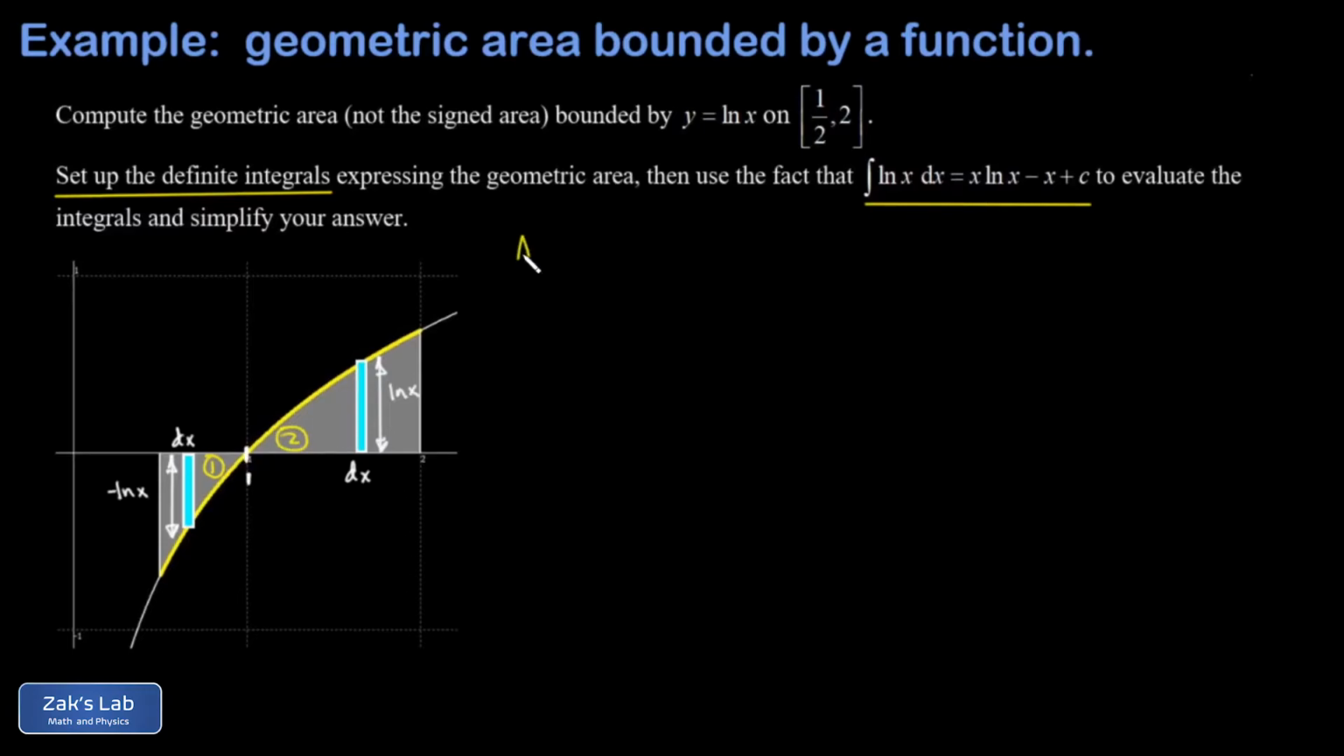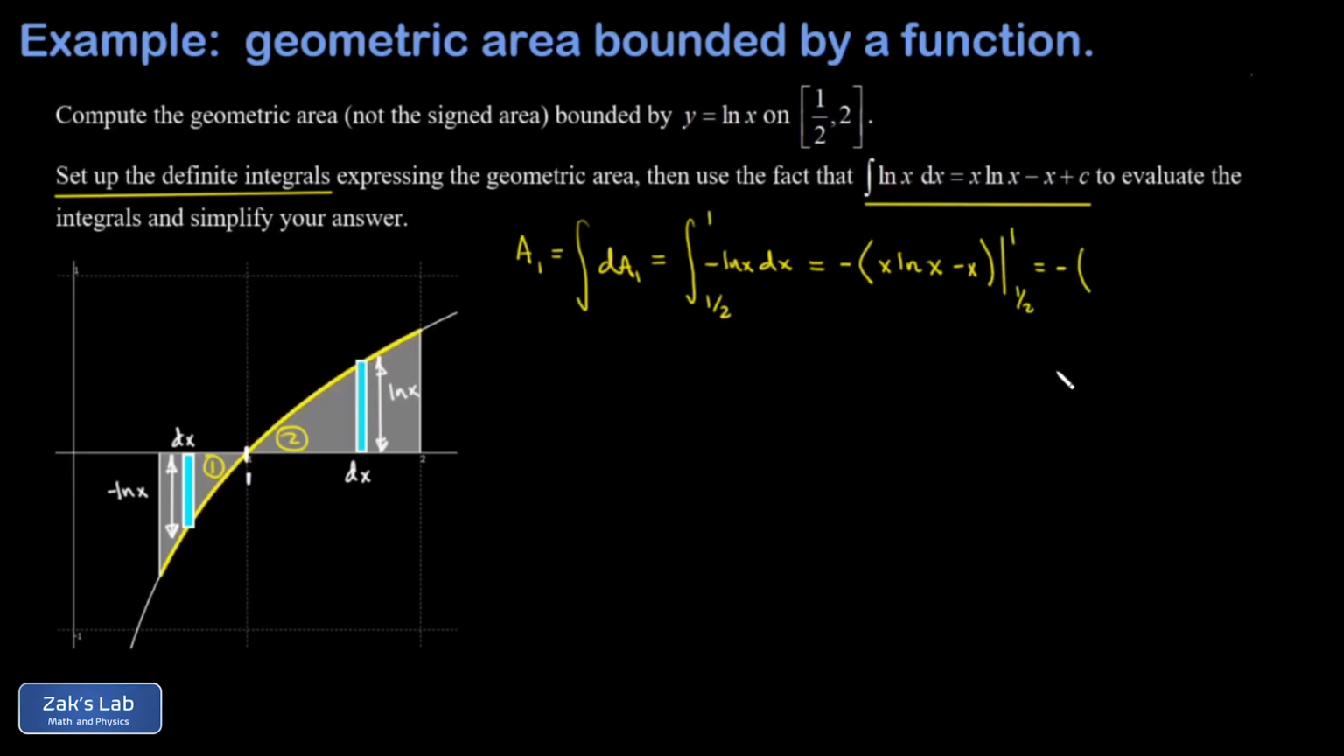And then I can write down A1 is the sum of all the area contributions. Those are the dAs, the areas of the rectangles. And I plug in the area of that rectangle, negative natural log x dx. And then we add all these up as x goes from 1/2 to 1. Now I pull my minus sign out in front and I use my formula for the antiderivative, x natural log x minus x. And I evaluate this from 1/2 to 1.